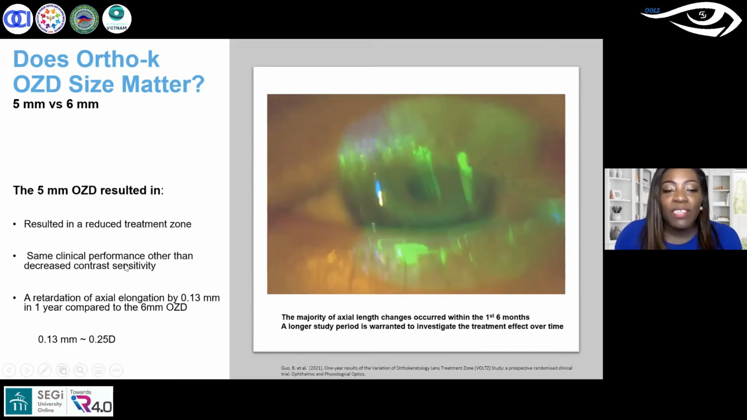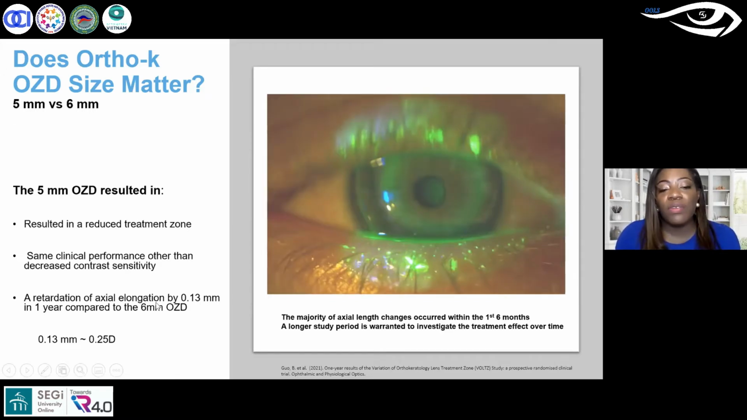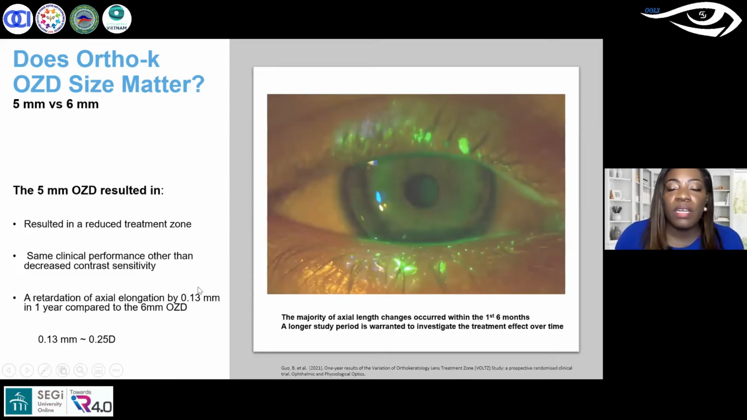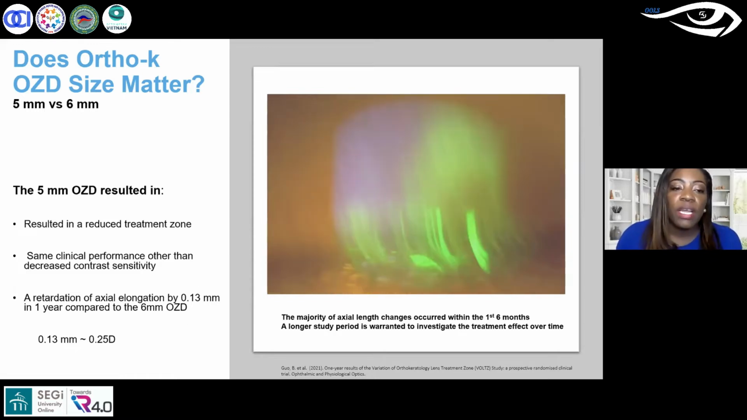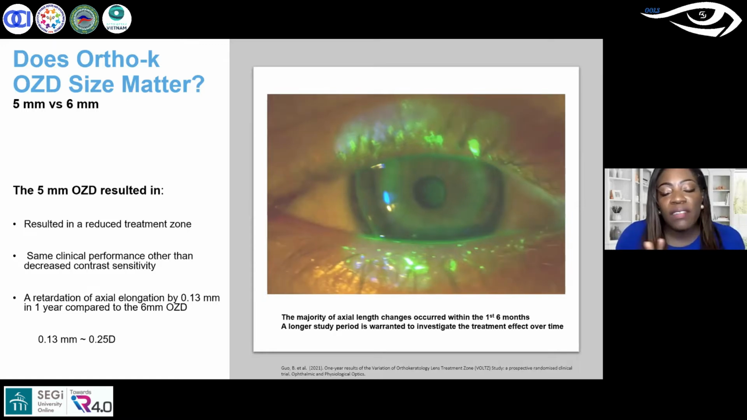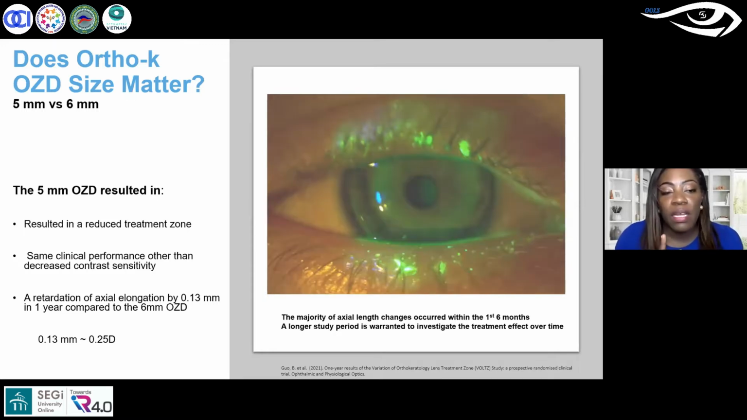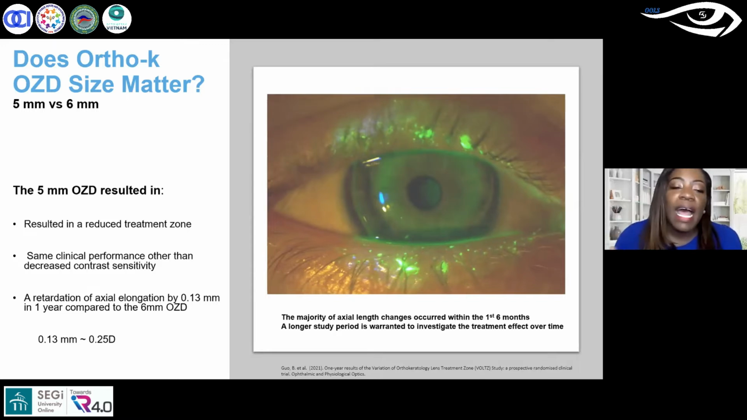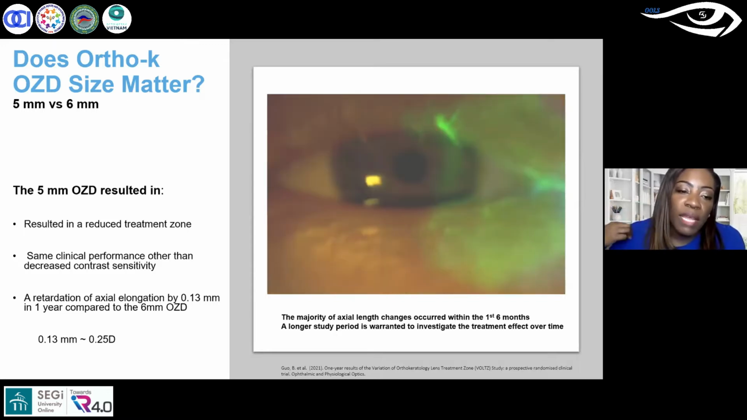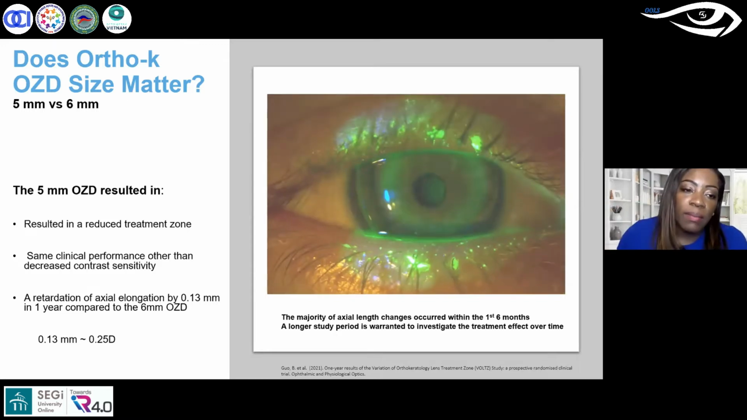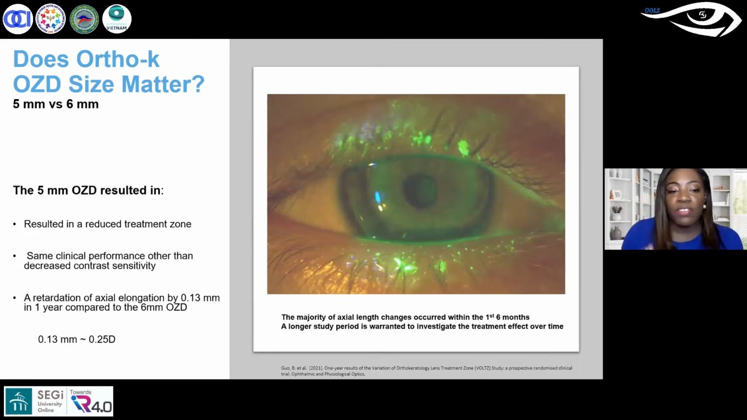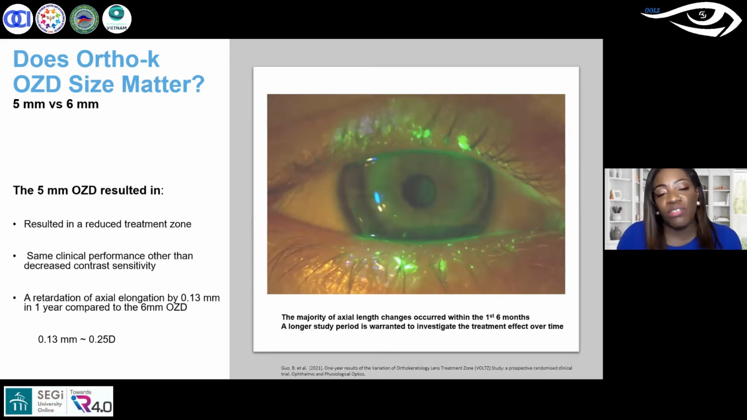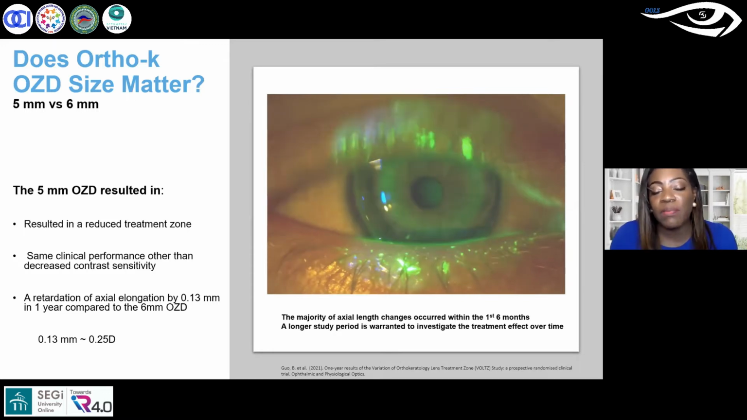With the smaller 5 millimeter optic zone size, there was a greater reduction in axial elongation. For both sizes, there was the same contrast and the same visual performance. However, with that smaller optic zone size, there was a decrease in contrast sensitivity. So I think that is to be expected.